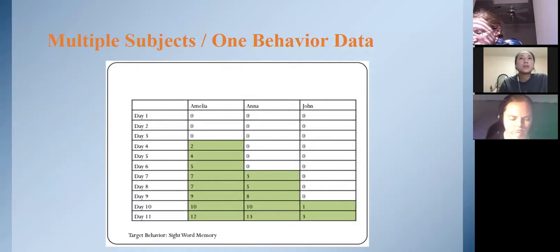When Anna began the intervention on day 7, her mastery also began to improve. Amelia also continued to improve. John, still in the baseline phase, stayed at 0. Finally, when John began the intervention on day 10, he began to improve. Amelia and Anna continued to improve. The teacher can conclude that this intervention is effective for these students' difficulties because none of them showed improvement without the intervention and all showed improvement with the intervention.